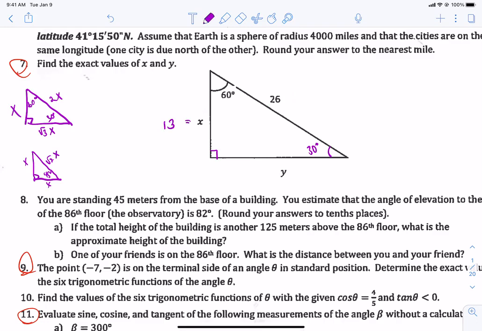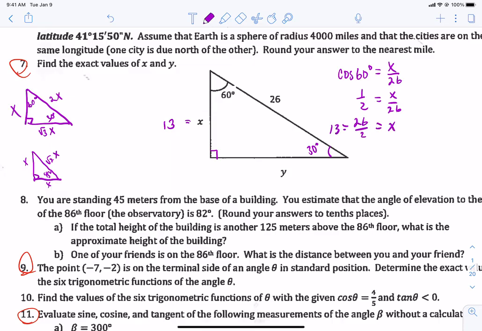Now, what's another way we could have done it? Well, if we wanted to relate x and 26 to angle 60, we know that the cosine of 60 is x over 26. Well, if you go to the unit circle and find the cosine of 60, it's 1/2. And if you cross multiply, you get 26 divided by 2, or 13. So that's another way to do the problem.